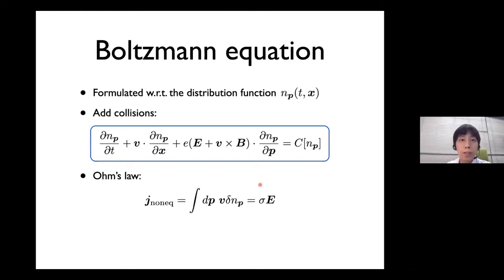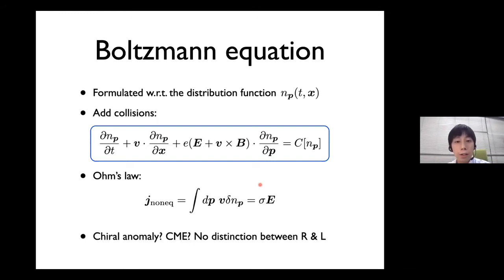But the problem of this conventional Boltzmann equation is that this cannot describe the chiral anomaly nor chiral magnetic effect, because there's no distinction between right-handedness and left-handedness. But this is a very important deficiency, because in relativistic quantum field theory, we know that chiral anomaly is a very important feature. That's why we have to somehow modify this conventional Boltzmann equation to take into account the chiral anomaly and also the chiral magnetic effect.